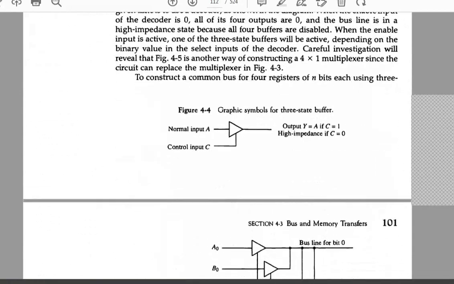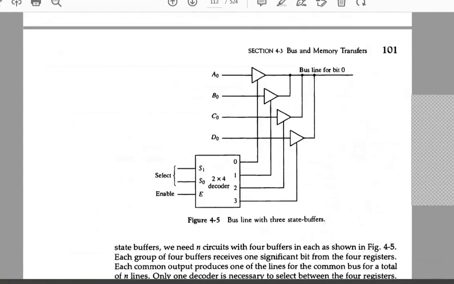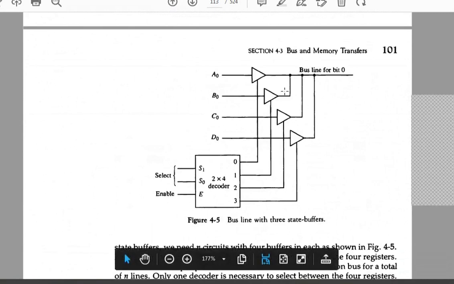This is 3-state buffer. Here all this is explained. Okay, this is just 1 state. Am I sharing this PDF? Is this PDF visible?